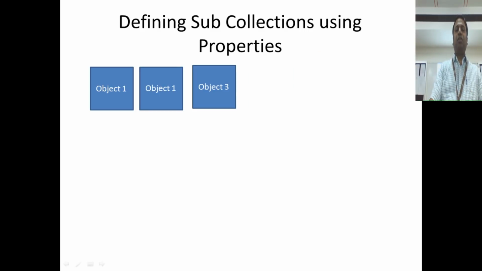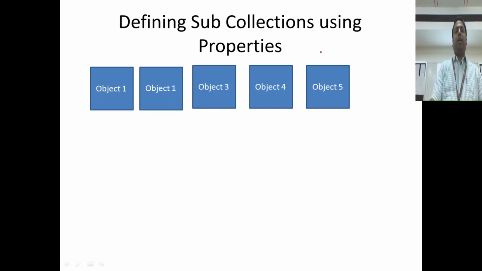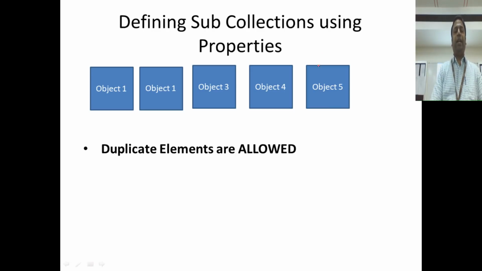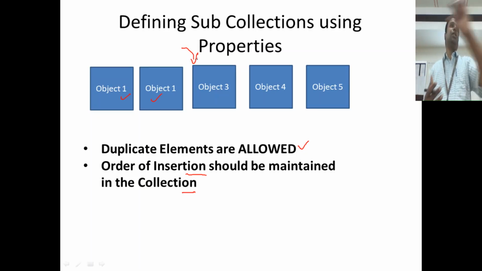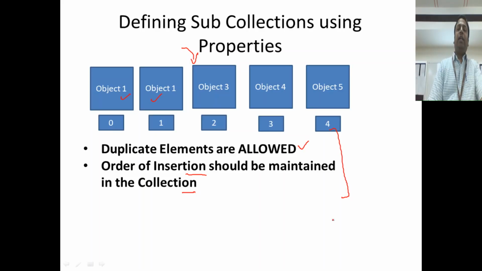I just go with this. Say I have a list of objects, and for these objects, I say in my collection duplicate elements are allowed. So I have a group of objects. You see, object 1 is repeated twice here. So I can have duplicate elements. And order of insertion should be maintained in the collection. So if in my collection, if I insert an object, when I retrieve the entire list of collection, the order of insertion should be always maintained.